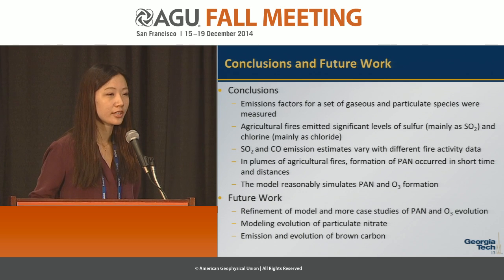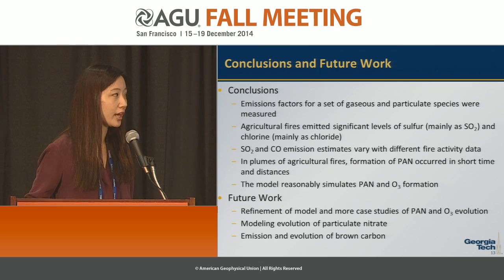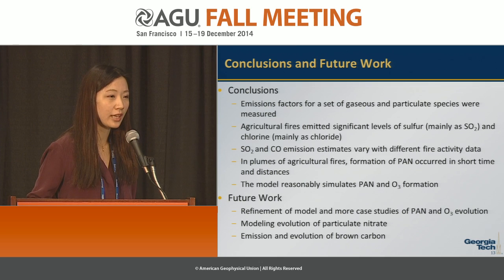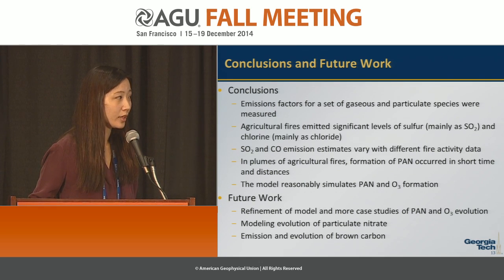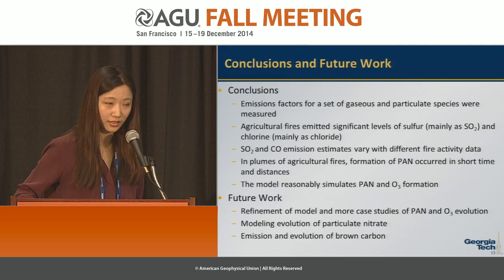Our future work will focus on refining the model, and we will also model the evolution of particulate nitrate, since it is another important nitrogen species that was formed in fire plumes. We would also like to add in the emission and evolution of brown carbon to our study.